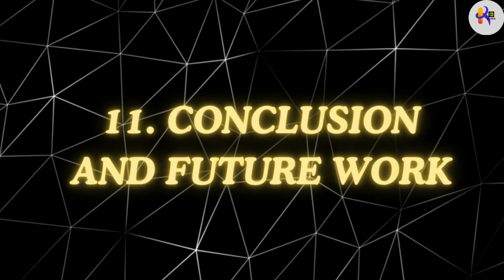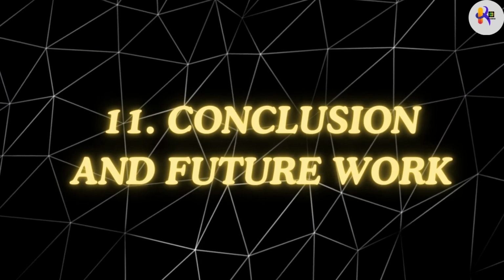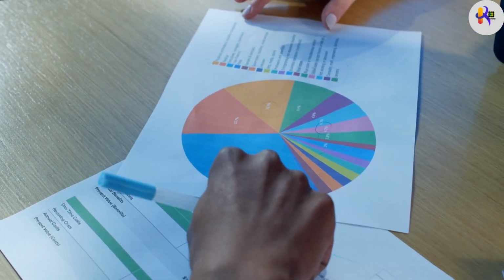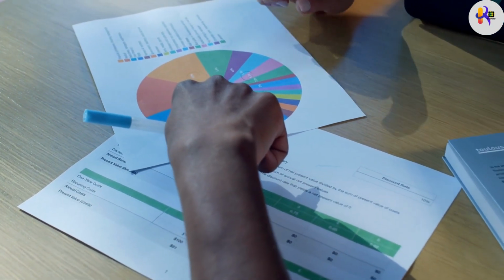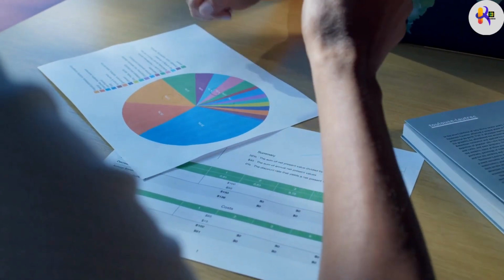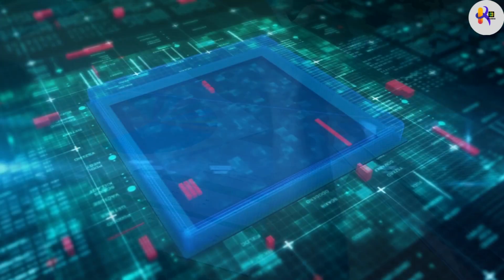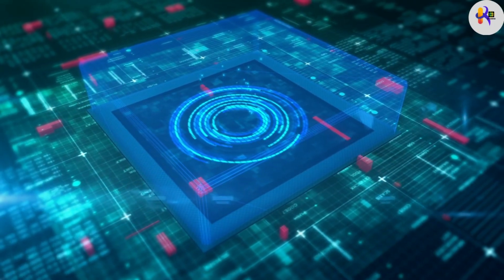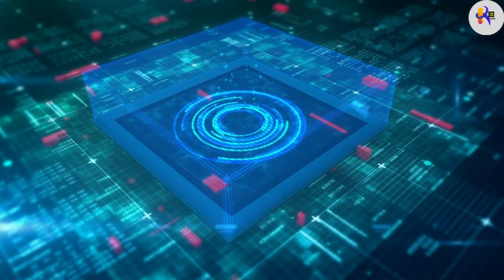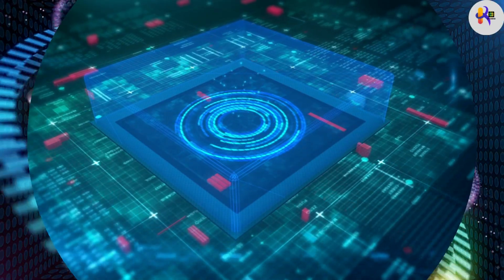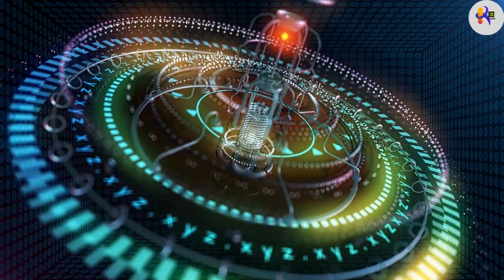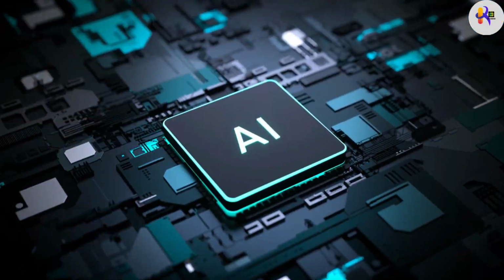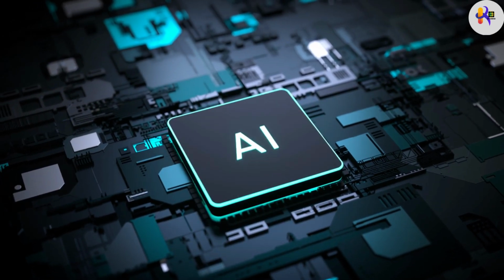Point number 11. Conclusion and future work. In conclusion, summarize your project in 2 to 3 key takeaways. Mention what you achieved and the value your project adds, whether it's solving a problem, saving resources, or opening new opportunities. Then, suggest future work. Every project has limitations, so talk about how it could be improved. Maybe it can be scaled, integrated with new technologies, or applied to different industries. This shows that your project is forward-looking and not just a one-time effort.